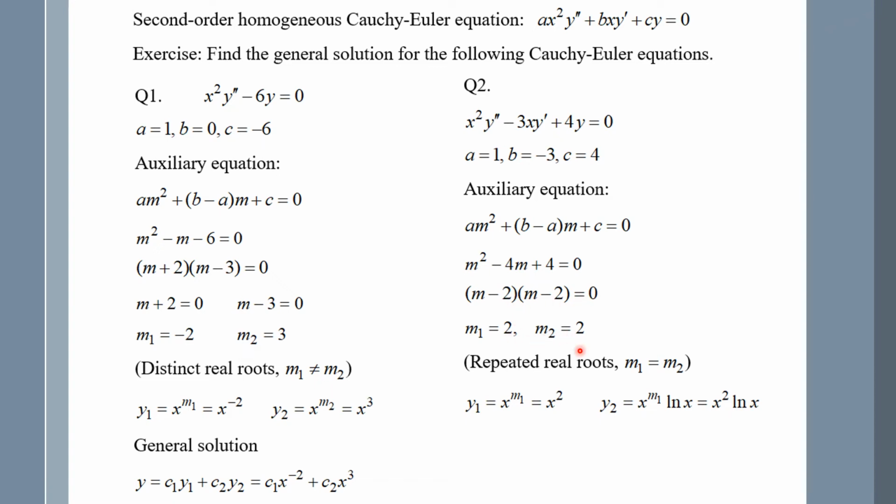So this is a case of repeated real roots. If m1 equals 2, then y1 is written as x to the power of m1, which is x squared. Since m2 equals m1, the rule is that to get y2, we must multiply y1 by ln x. So y1 is x squared, and therefore y2 is x squared ln x. So the general solution is y equals c1 y1 plus c2 y2.